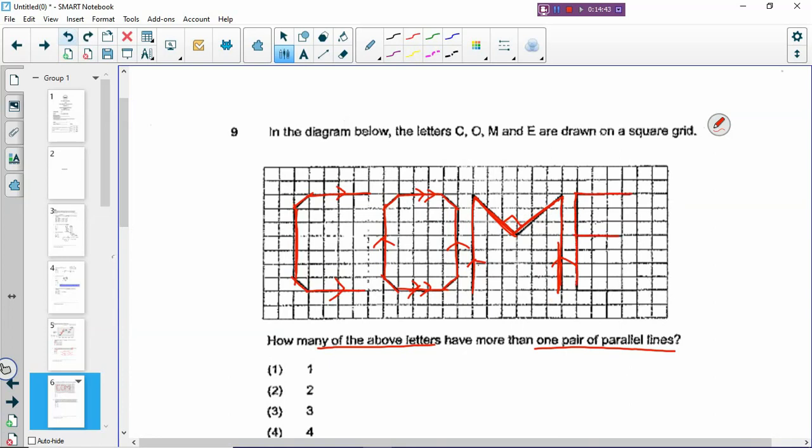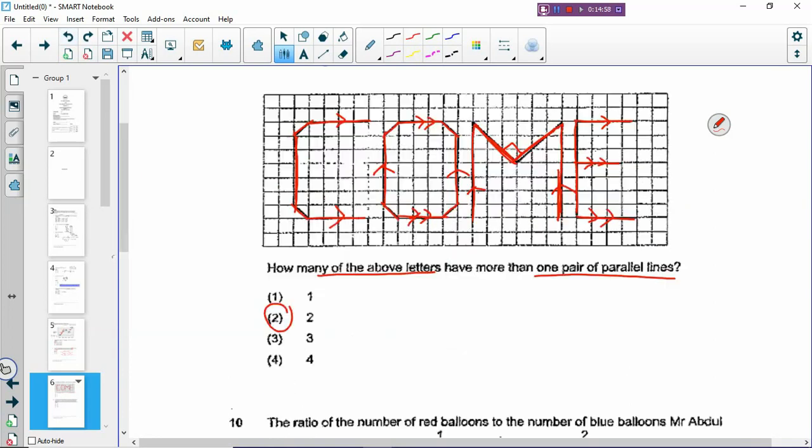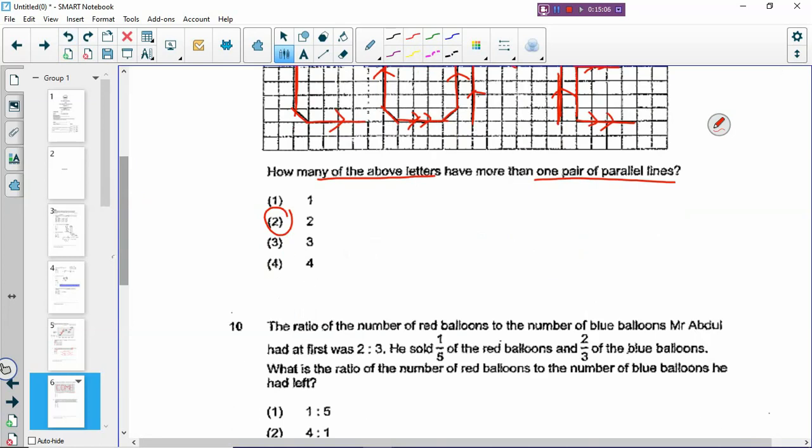And the last letter is a letter E, and that will be more than one pair. So you have one pair, and of course you can have a second pair over here. So you have at least 2 pairs, right? So how many letters have more than one pair? So answer will be 2, right? Your letter O and your letter E. So these 2 letters have more than one pair. Okay, next one.